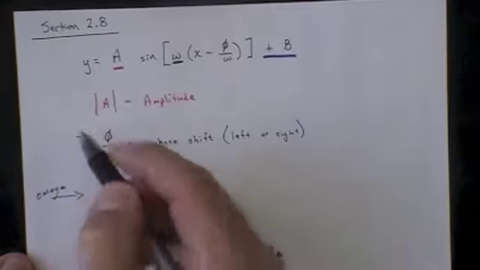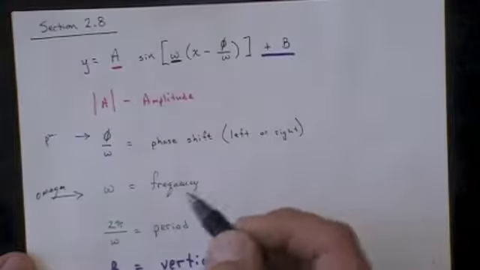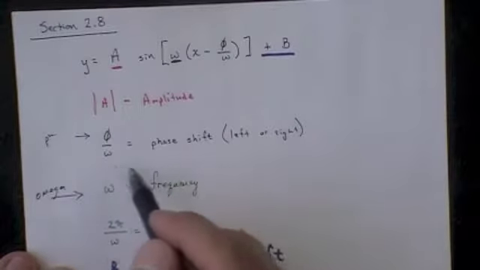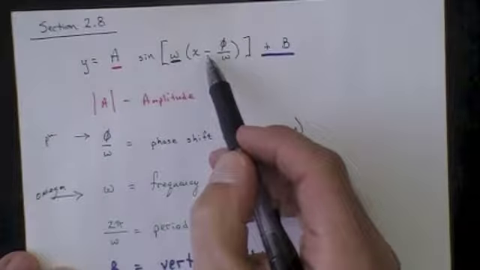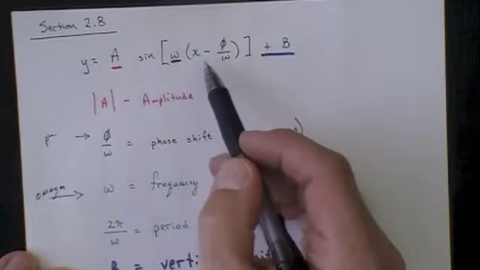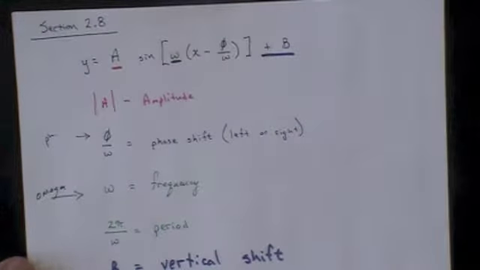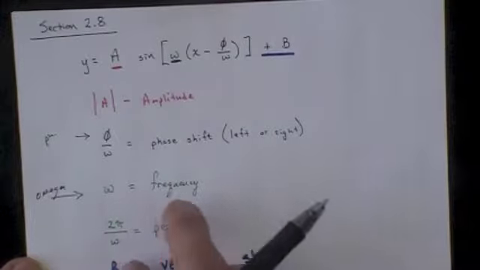Here is another Greek letter, this is phi. And so when we write this, here is our phase shift. And again, if this is minus here, then we're going to go to the right, plus goes to the left. So we're going to go the opposite direction for that shift.